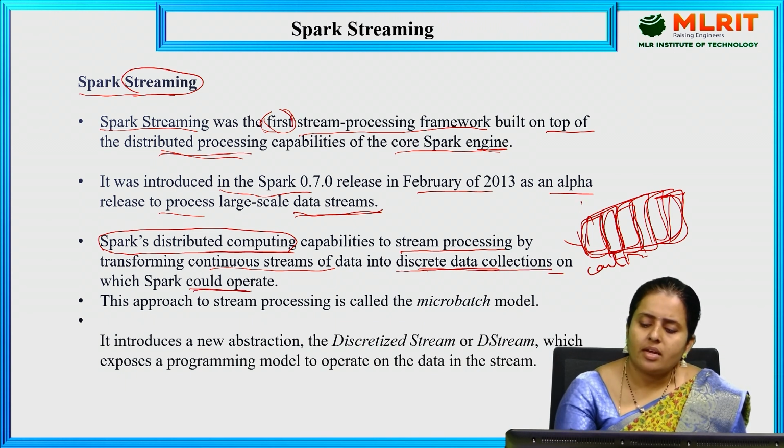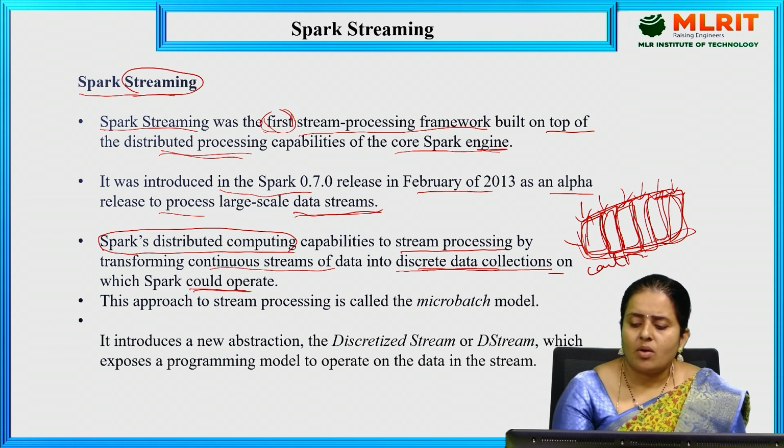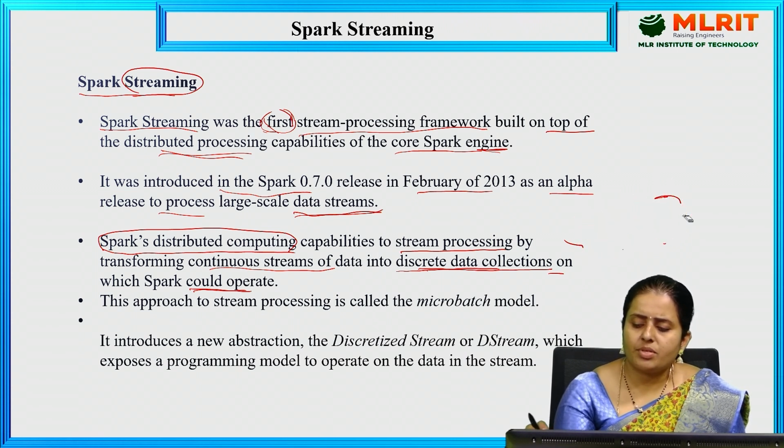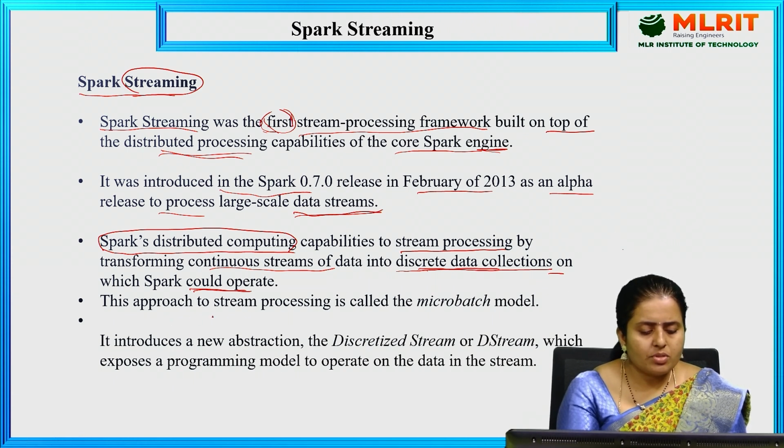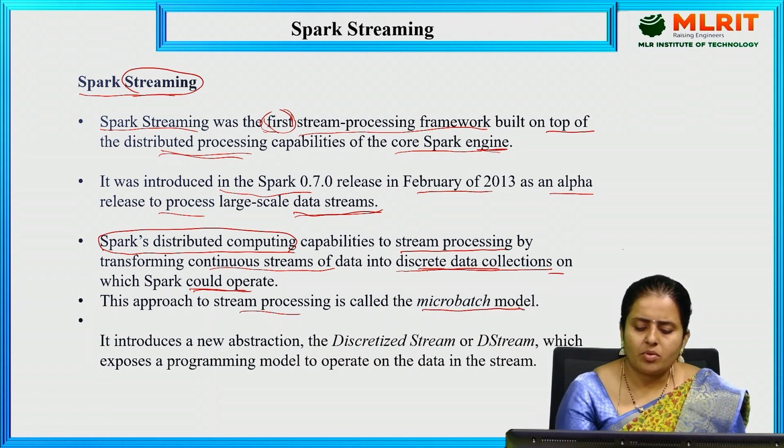Individually processing those parts is easier when compared with processing all the data at a time. Why? Because we get parallel processing as well as distributed processing while working with the individual components and individual data. This approach to stream processing is called the micro batch model.